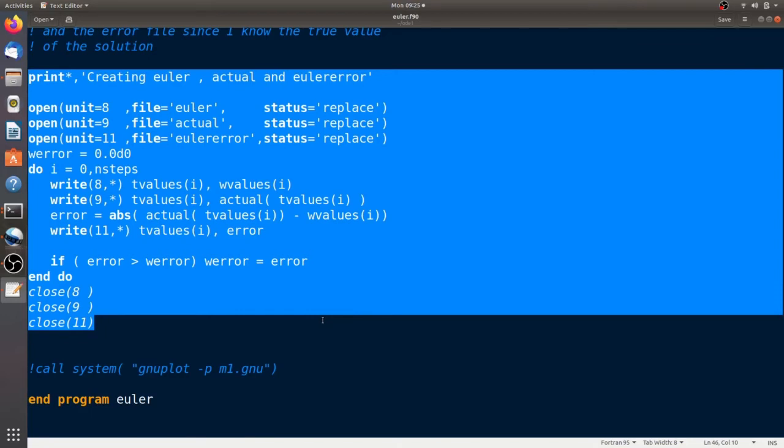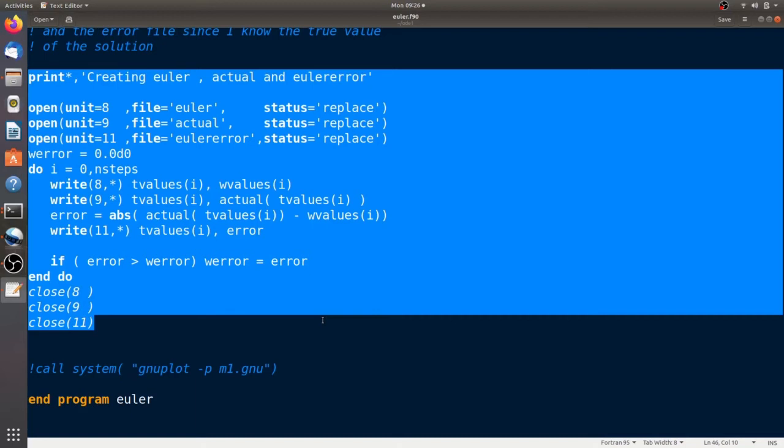I open some files up. The file Euler is going to contain my computed solution. Actual will have the corresponding actual solution. Euler error will be a graph of the difference between my computed solution and the exact solution, which we can do since we know what the exact solution is in this case.